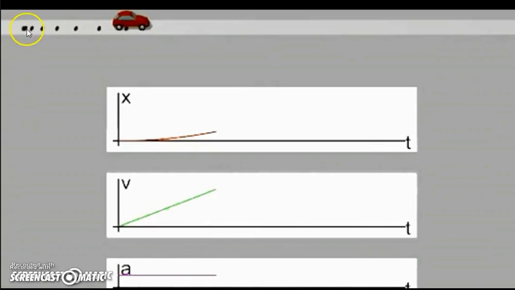So it says that if the initial velocity is 0 and the acceleration is uniform, in equal intervals of time the distance or displacement traveled will be in the ratio of 1:3:5:7:9, and so on. So this is shown by the video. x-t is a parabola, v-t is a straight line, a-t is a constant curve.